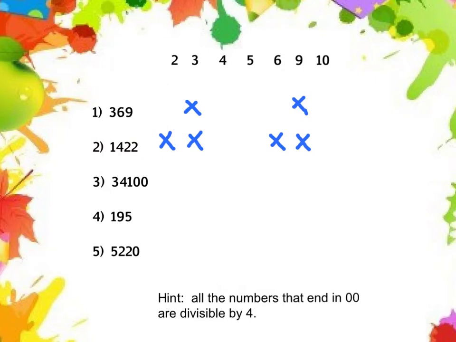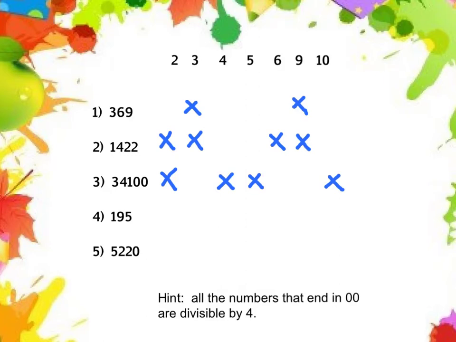34,100. It is divisible by 2 because it ends in 0. It is divisible by 4 because it ends in 0, 0. Remember the hint I gave you here? And it is divisible by 5 because it ends in 0, and it's divisible by 10 because it ends in 0.